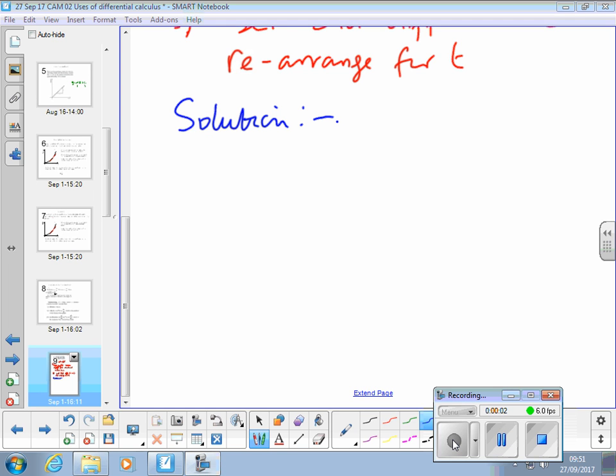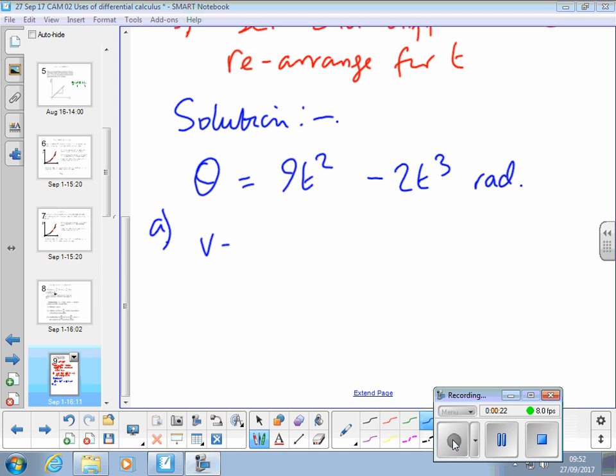So, we've got this function theta is equal to 9t squared minus 2t cubed radians. Part A: velocity is equal to d theta by dt, just for completeness, and that is 18t minus 6t squared radians per second. And then we just put the numbers in.